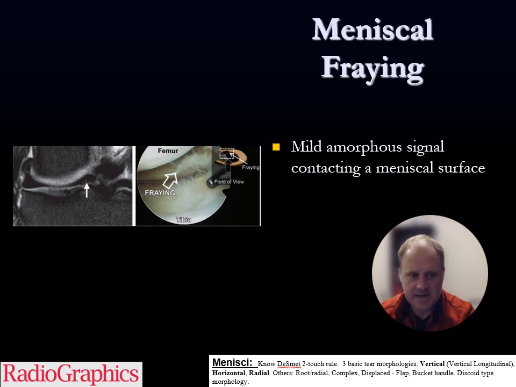Meniscal fraying is a concept that is difficult to show on MRI, or maybe impossible to show on MRI, but can have surgical correlates where you might just have some very subtle irregular signal approximating the surface of a meniscus, but really needs a surgical correlate to see what that looks like, and I think would be difficult to call consistently in real time.